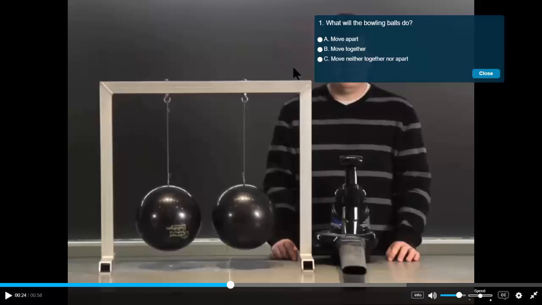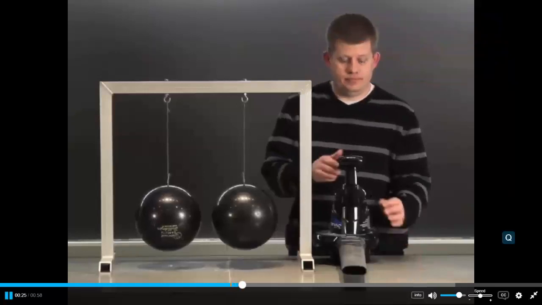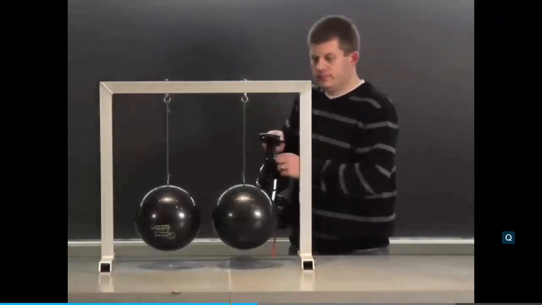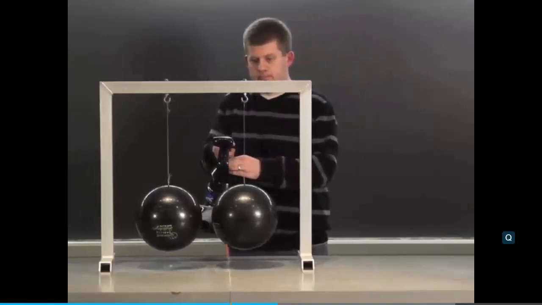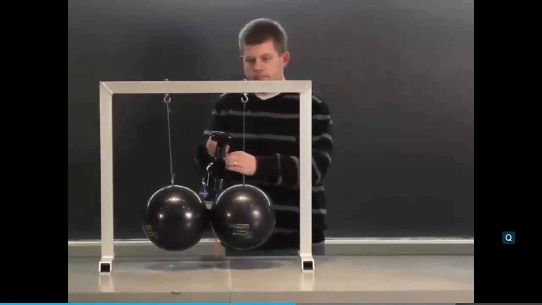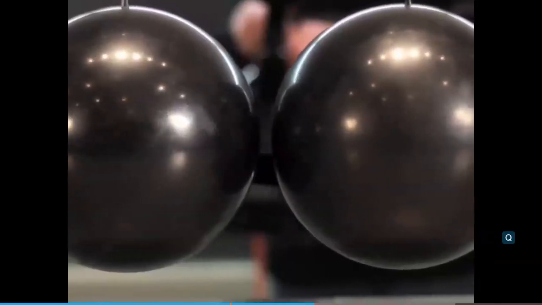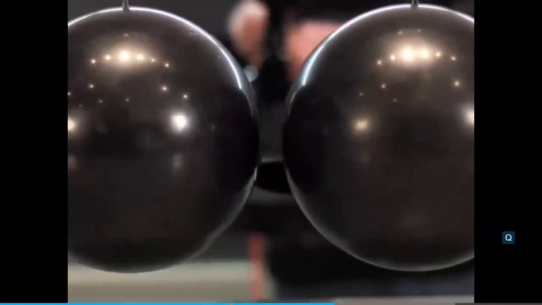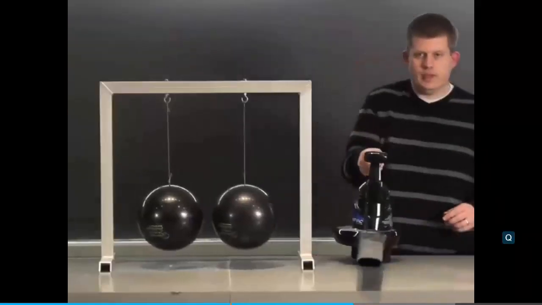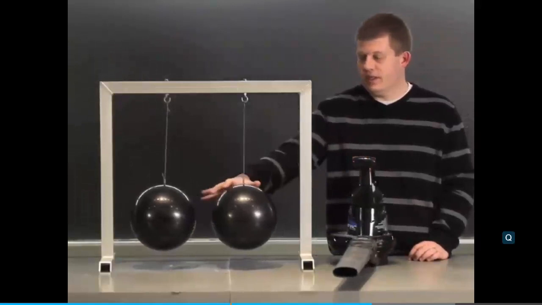So you can choose one of those. Let's say move together. So, the two bowling balls came together.